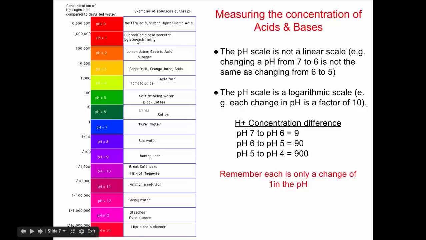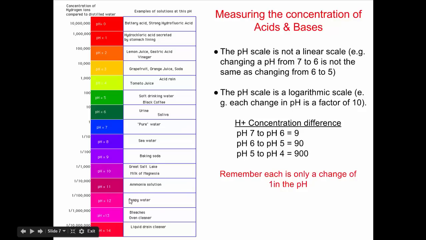And so some examples of things that are more acidic than the acid in our stomach are battery acid and strong hydrofluoric acid. And then if we look down at our bases, we've got seawater, which has a pH of 8. Baking soda has a pH of 9. So again, it's 1/100th of pure water. Milk of magnesia, the Great Salt Lake has a pH of 10.